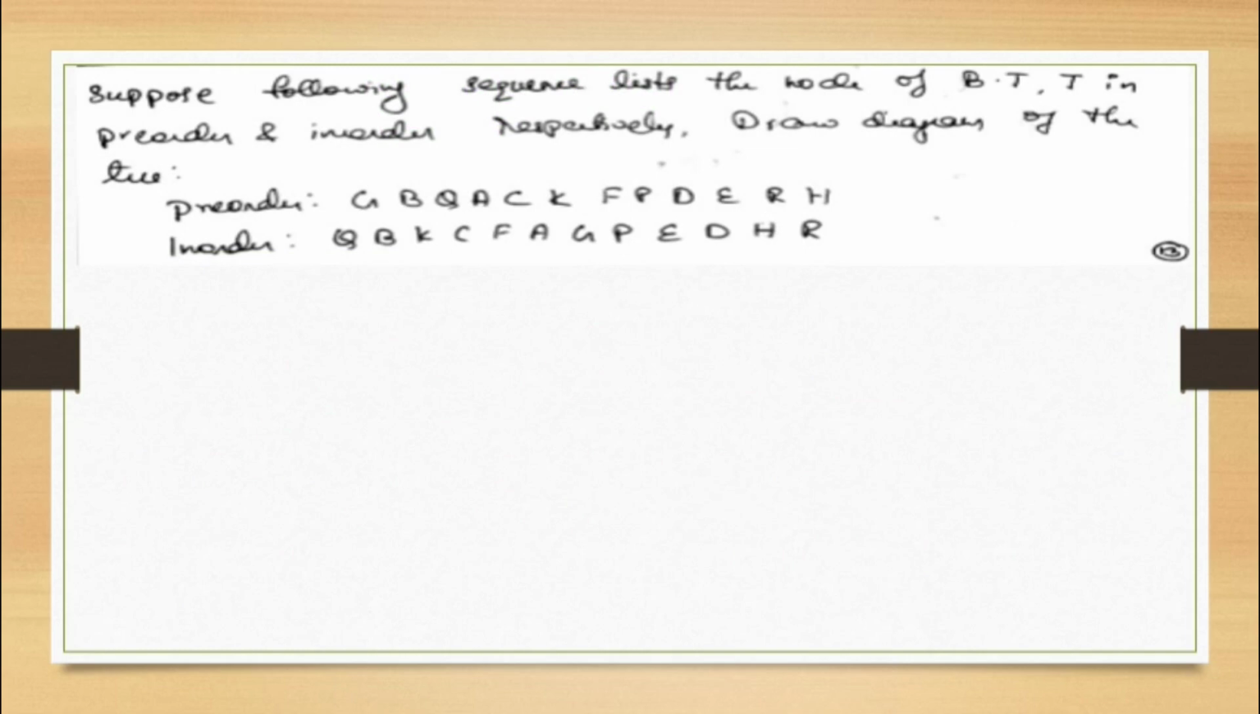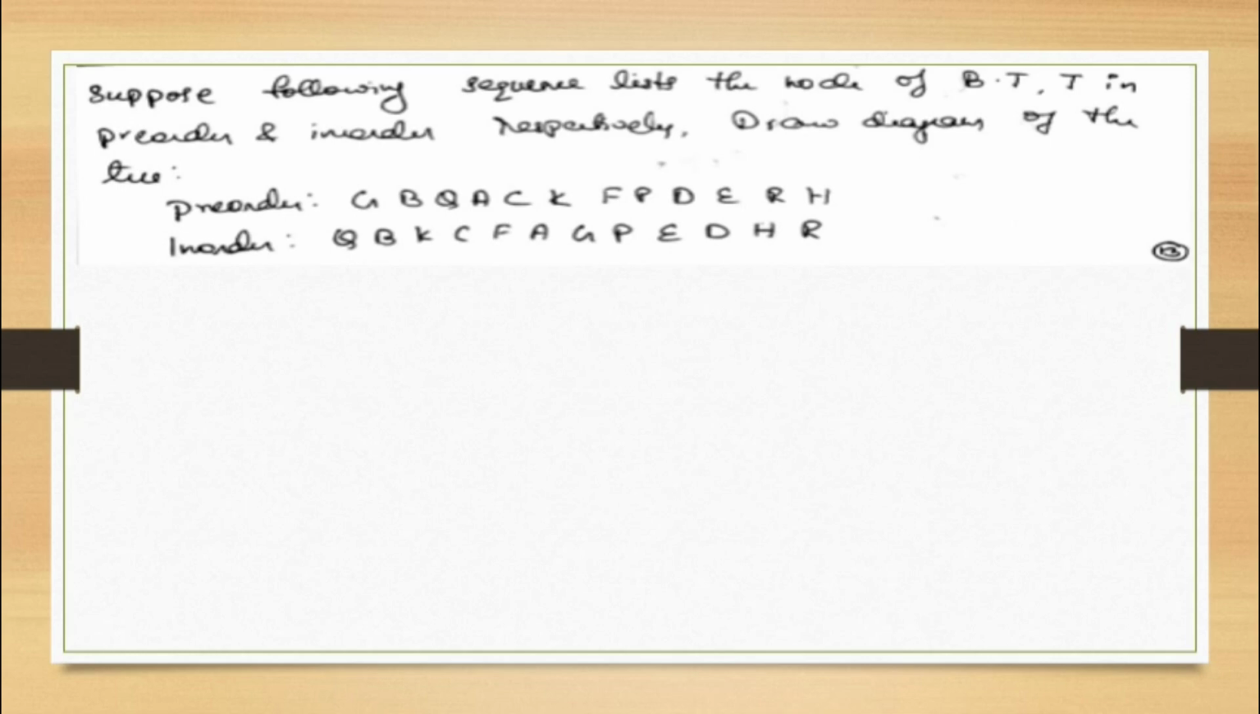Okay, so this is the new concept, students. Here what we are supposed to do is construct a tree. They have already given us the pre-order and in-order, and using this pre-order and in-order we need to construct a tree. And how do we do it?